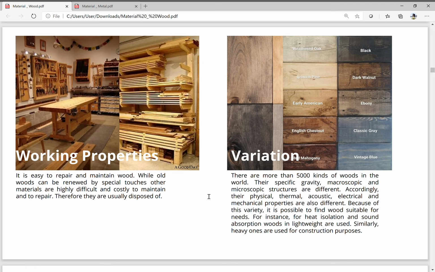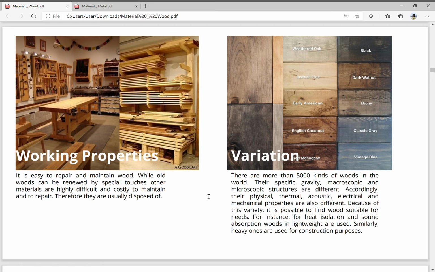Okay. So you have your working properties, so it's easier to repair and maintain wood. Old wood can be retouched, can be added to, like if there is a chip or a defect or a scratch, it's easier to repair using, let's say, plaster or wood glue or stain, so it's easy maintenance-wise. If you want to change colors, it's easier as well. You can just sand it and then reapply.